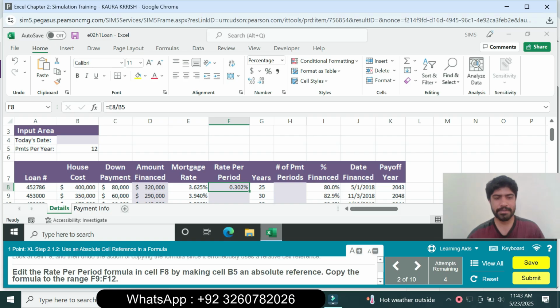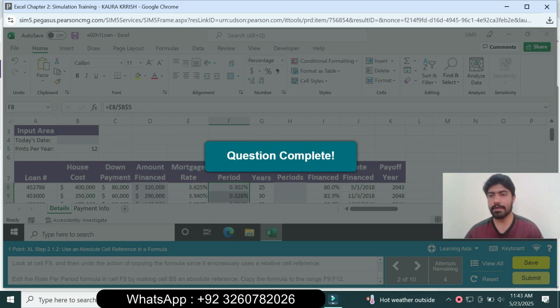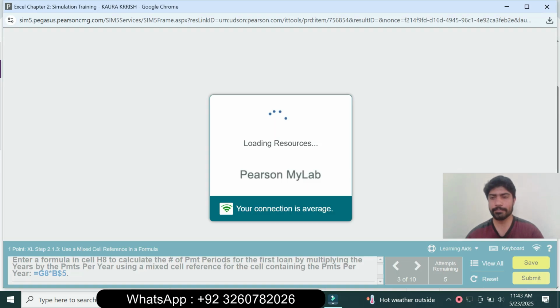Next is add the rate per period formula in cell F8 by making B5 an absolute cell reference and copy the formula. So select B5 and press the F4 button for an absolute cell reference and press Enter. Next is copy the formula. So question number 2 is complete and we move to question number 3.